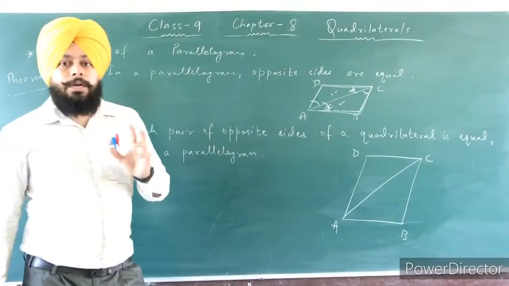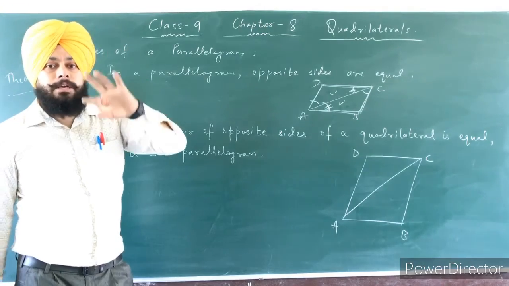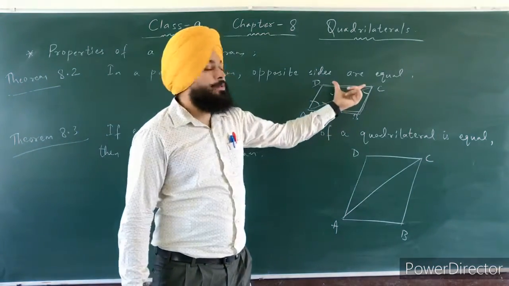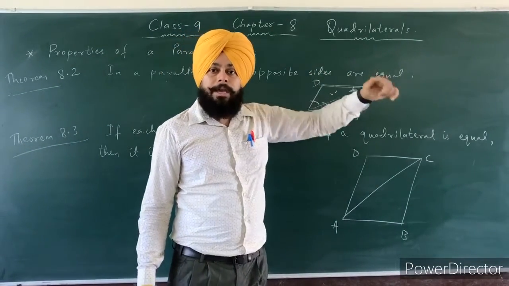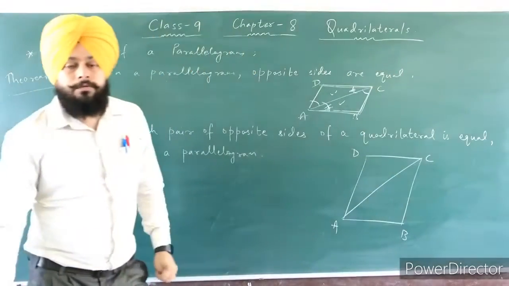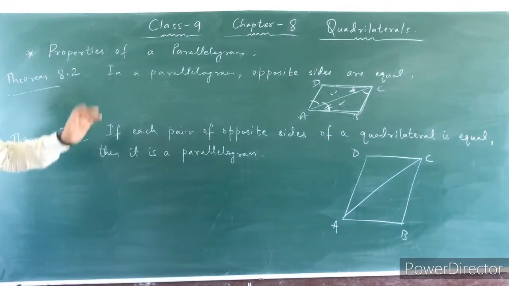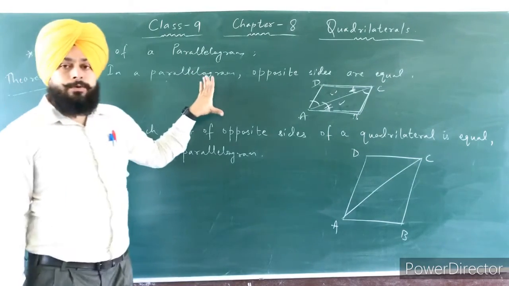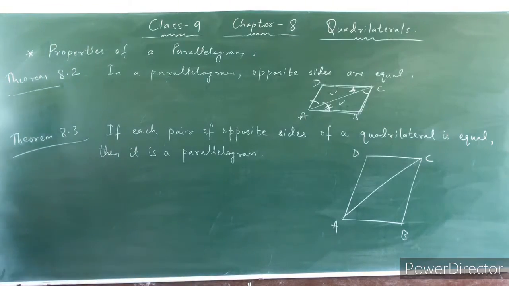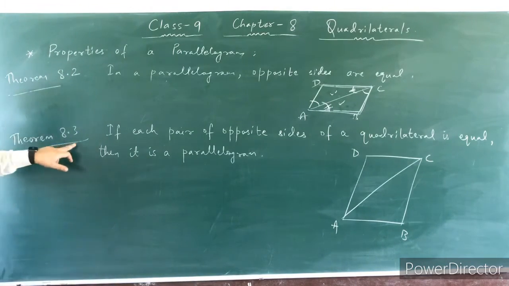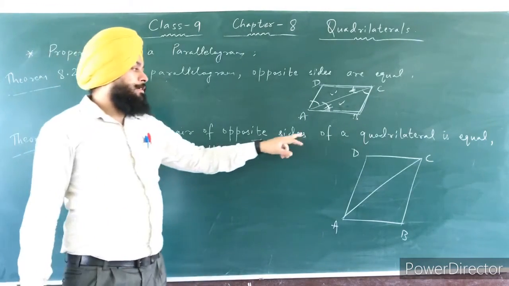After that you can take any two of its parts equal. So you can take AB equal to CD and AD equal to BC by CPCT, corresponding parts of congruent triangles. So in this theorem we had to prove that the opposite sides of a parallelogram are equal. Clear?